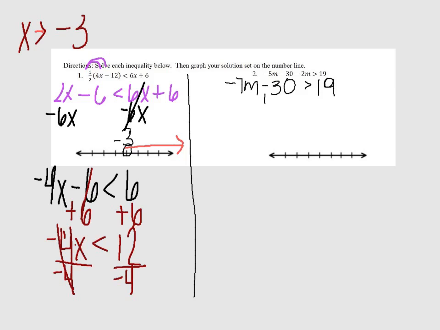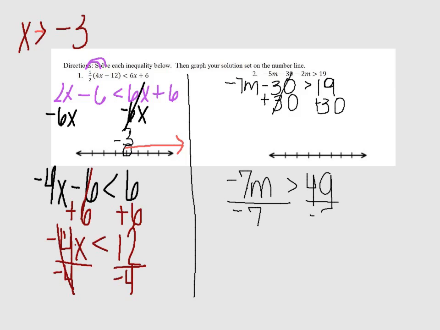I want the m to stay, so I get rid of negative 30 by adding 30 to both sides. My 30's will cancel, and I'm left with negative 7m is greater than 49. My final step is to get rid of the times by negative 7, so I'm going to divide by negative 7 to both sides. Remember, whenever I divide by a negative, I flip my sign. 49 divided by negative 7 is negative 7.